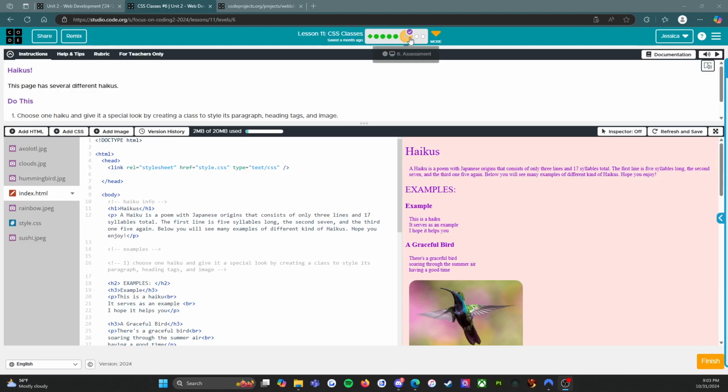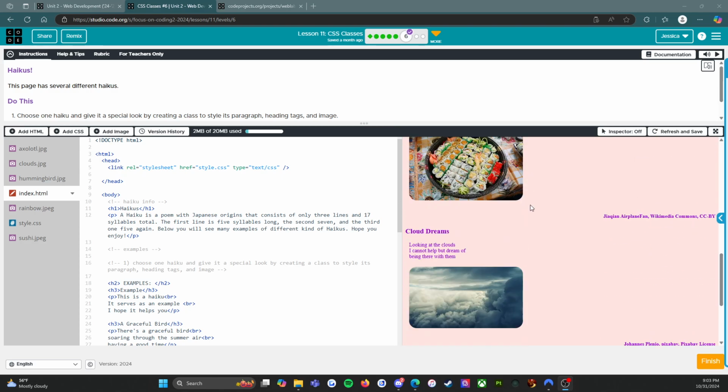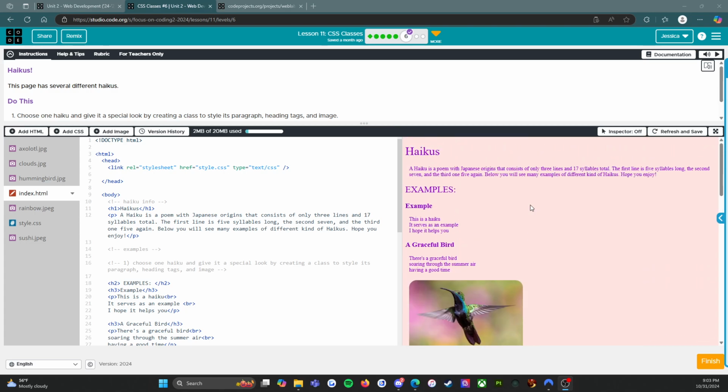We are on level 6 of lesson 11, but you may notice that there is a purple check mark. That means that level 6 is an assessment. So what I'm going to do is read the directions. We'll talk about a hint or two, and then I'm going to hush and let you try this because it wouldn't be a good assessment if I just gave you the answer.